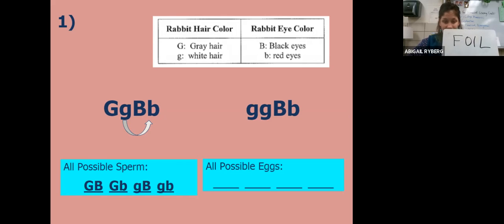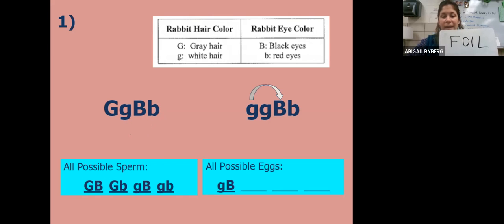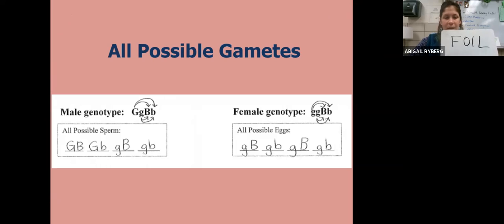Okay, next one, we're going to do the same for the female and her possible combinations of eggs. So we're going to do the first G and first B. So little g, big B. The outer, so the outer G and the little b. The inner, so inner G, sorry, little g, big B, and then the last of both. So the last G and last B. Whoops, sorry.